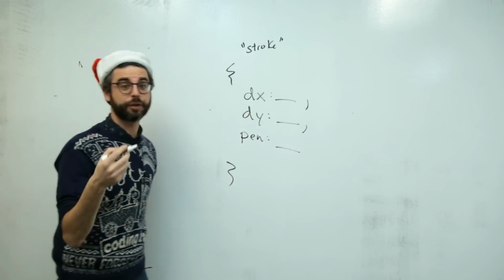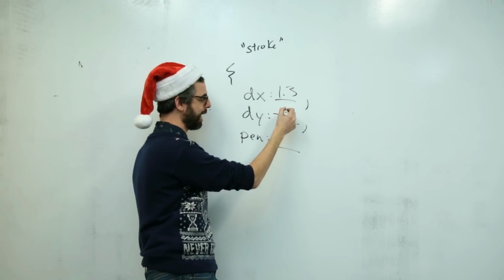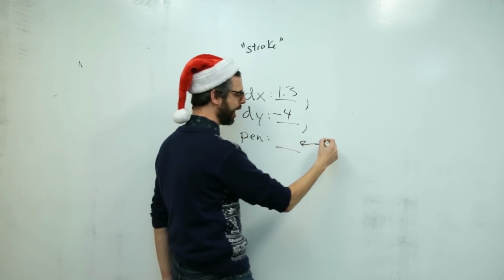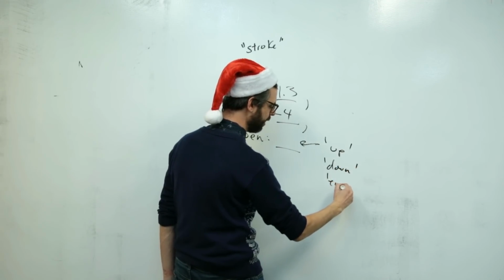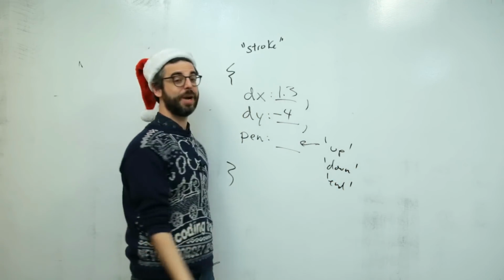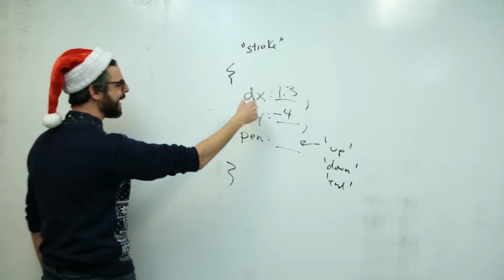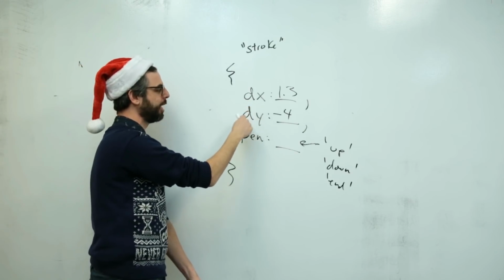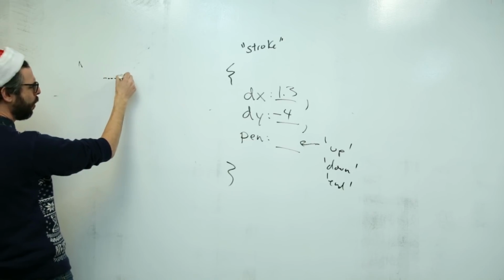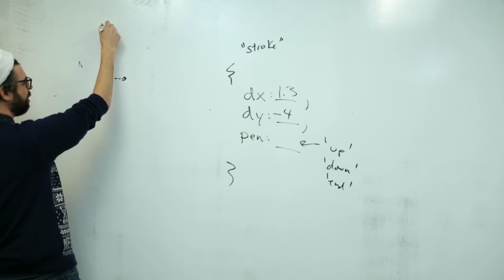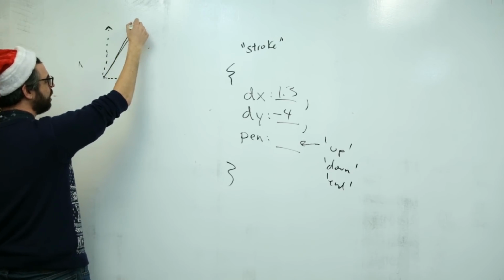And dx is a floating point number, some number like 1.3. dy is some number like -4. And pen is a string. It can either be up, down, or end. And what this refers to is a particular stroke of a pen, basically. So if you could imagine dx for the change in x, delta x, dy for the change in y, delta y, if I were to go over 1.3 units, and up -4 units, basically the stroke is this. This is the path of the pen.